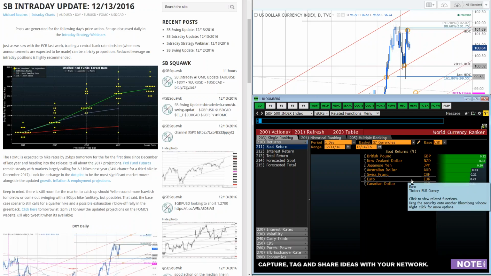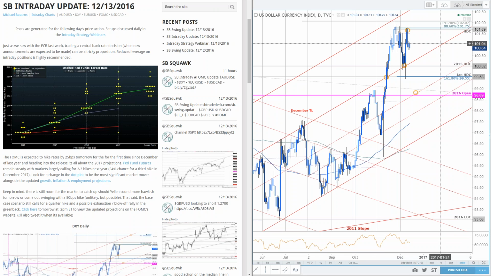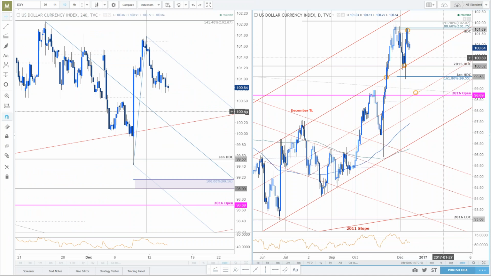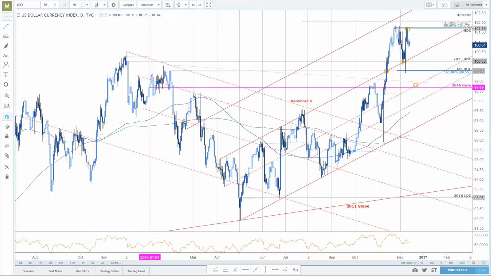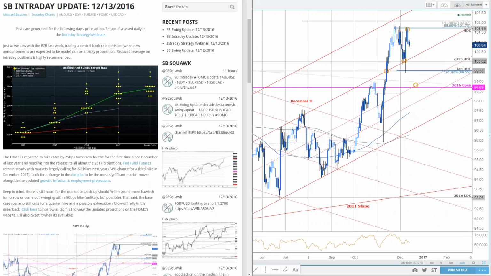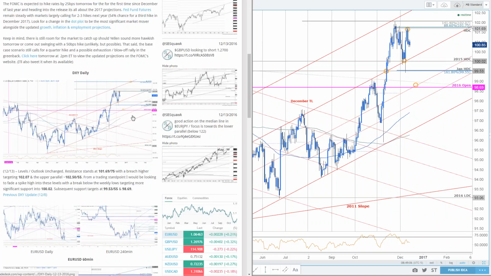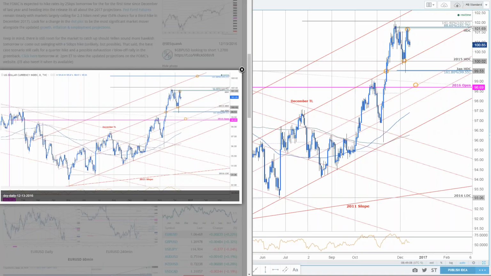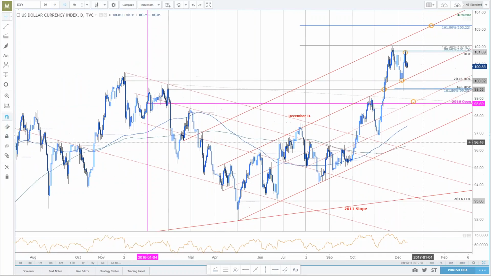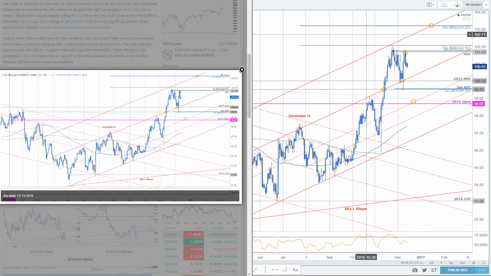Here's what the dollar index looks like. You've been looking at this chart all week. We highlighted it last night in our update. It's basically the same exact chart that we saw on Sunday, no change. Key resistance 101.69 into 75. A breach higher, you're looking for targets at 102.07. And then the upper parallel comes in right around this region here. You're looking at like 102.60, 102.55.